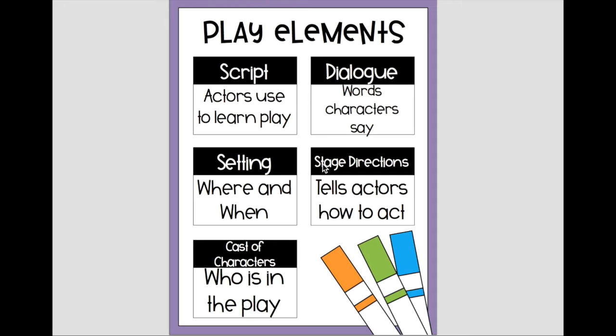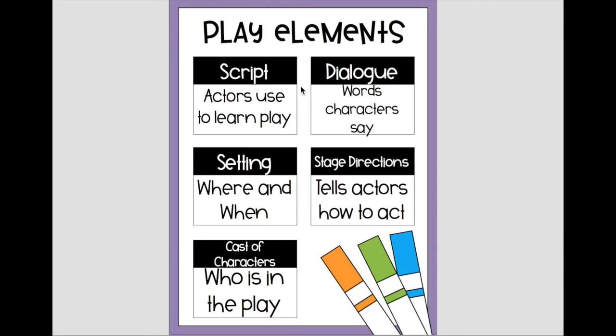To get started with reading our text, we're going to quickly review different elements of a play. The text for this first week is a play, and it's written a little differently than a typical fiction text or informational text. So we refer to a written play as a script. The script is the written play just like what we'll be reading today, which actors use in order to learn the play and later perform it.